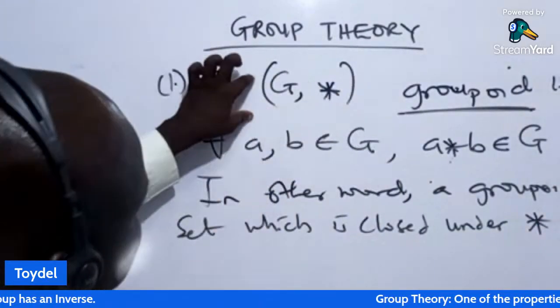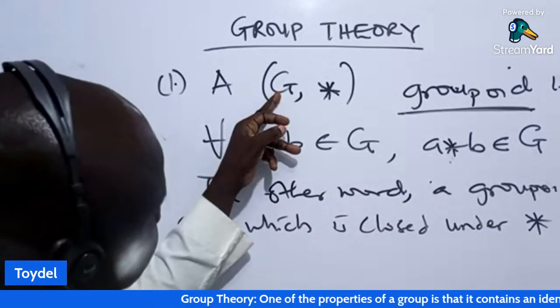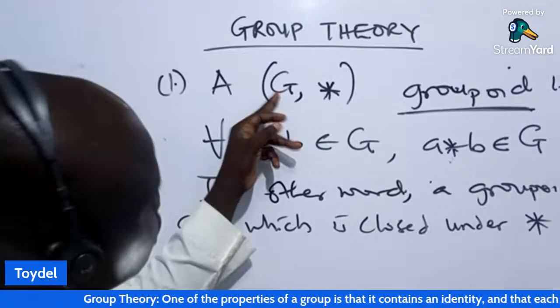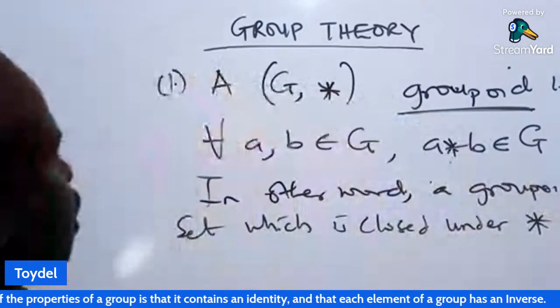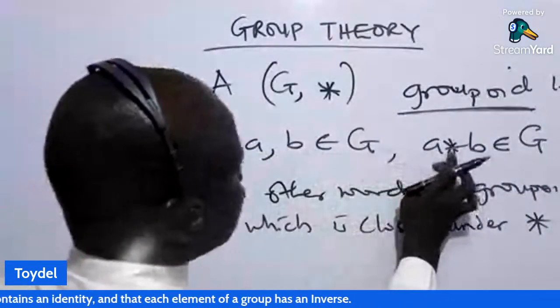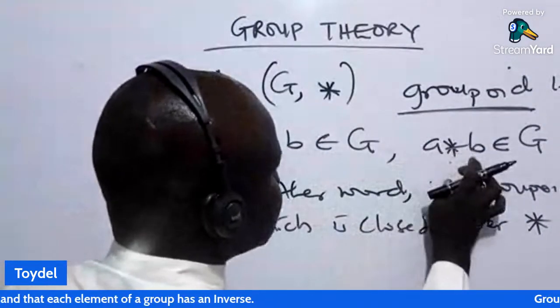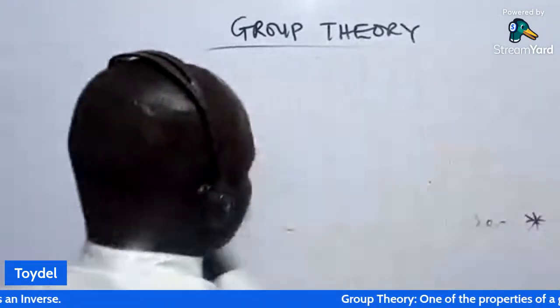So in this case now, we can say, in other words, a groupoid is a non-empty set G, which is closed under this binary operation. So if you can get this, then that is the definition of a groupoid. That is, it shows that if you pick two elements here and you perform an operation on these two elements, we can still find that element in G.